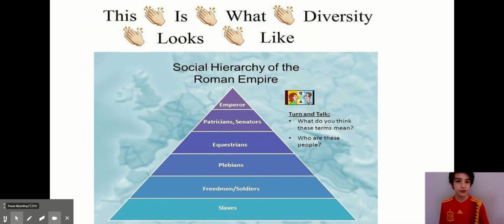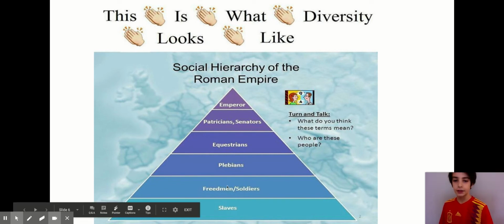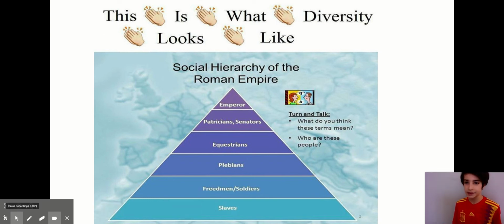Roman society. Roman society is like a pyramid, like it shows you here. At the top is the emperor because he has the most power. At the bottom are the slaves, and in the middle there are equestrians, plebeians, freed slaves, patricians, and senators.